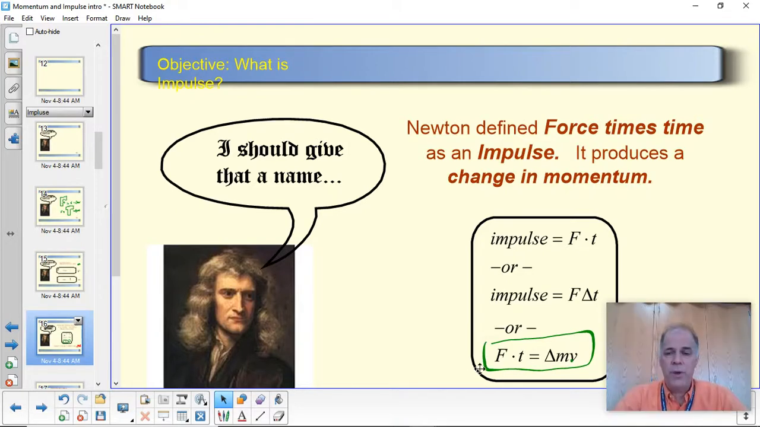And in mathematical terms, we set them equal to each other. So force times time produces a change in momentum, right? So the word impulse means force times time, but it also means change in momentum. Force times time is how you get a change in momentum, so they mean the same thing.